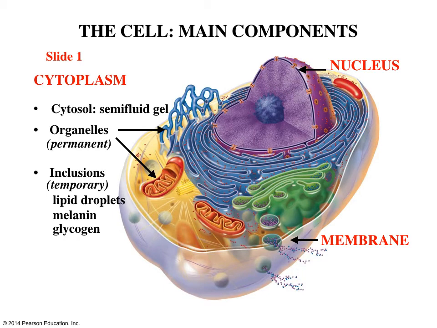Within the cytosol are floating around two types of things: organelles. An example would be mitochondria. These are permanent structures within the cytoplasm. And then there are inclusions, which are temporary components, including things like lipid droplets, fat droplets, melanin, which is the pigment skin cells produce. Glycogen would be the storage form of glucose.